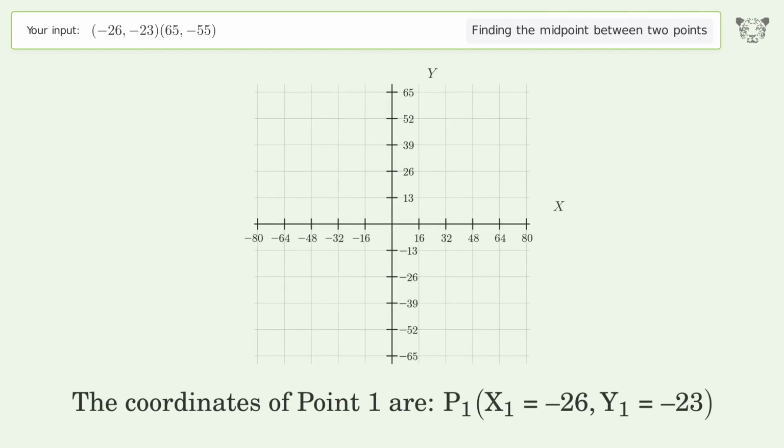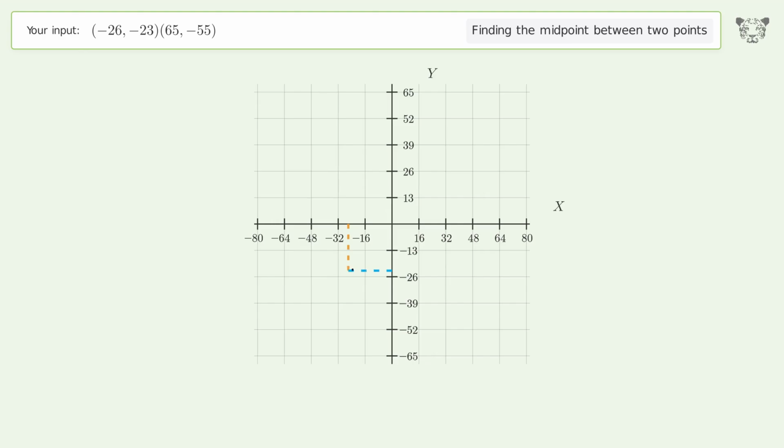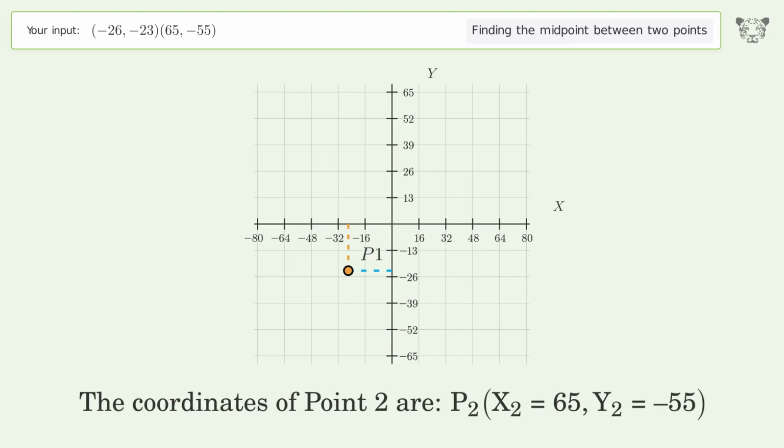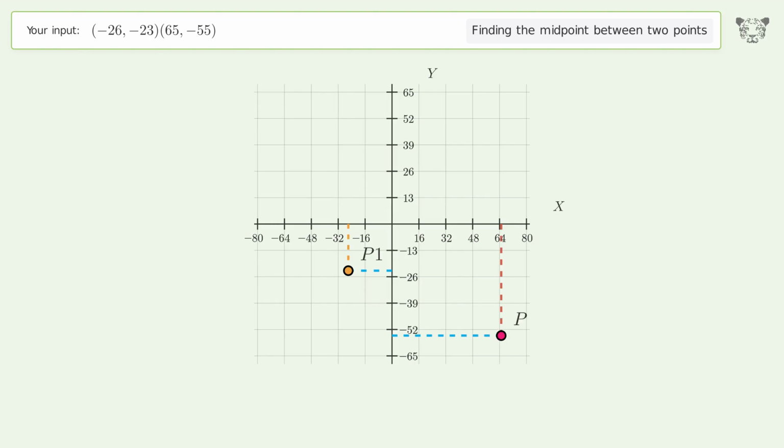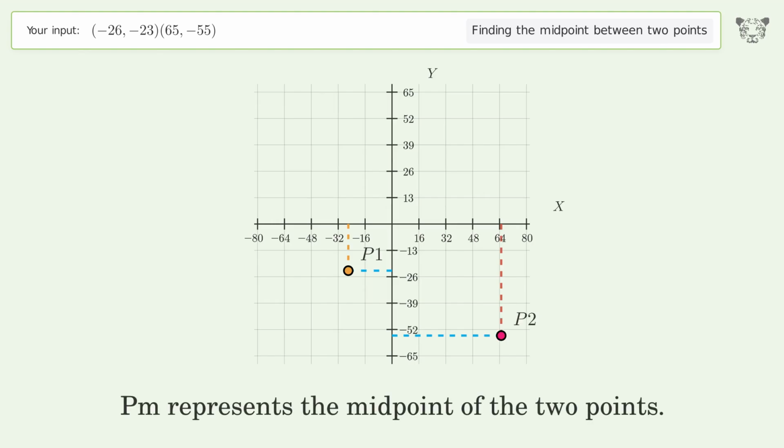The coordinates of point 1 are, x1 equals -26, y1 equals -23. The coordinates of point 2 are, x2 equals 65, y2 equals -55. PM represents the midpoint of the 2 points.